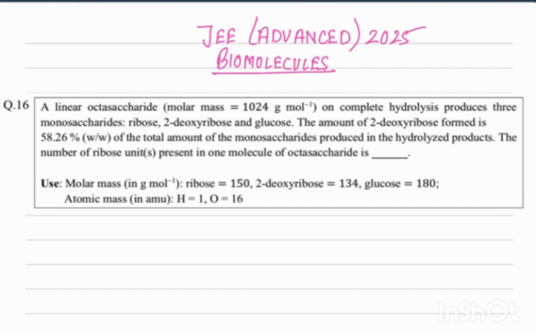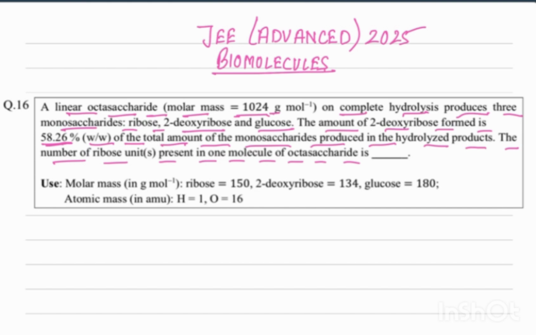In this question, what has been asked is: a linear octasaccharide of a given molar mass, on complete hydrolysis, produces 3 monosaccharides: ribose, 2-deoxyribose, and glucose. The amount of 2-deoxyribose found is 58.26% W by W of the total amount of the monosaccharides produced in the hydrolyzed product. The number of ribose units present in one molecule of the octasaccharide is asked, and the molar masses of ribose, 2-deoxyribose, glucose, and atomic masses of hydrogen and oxygen are given.